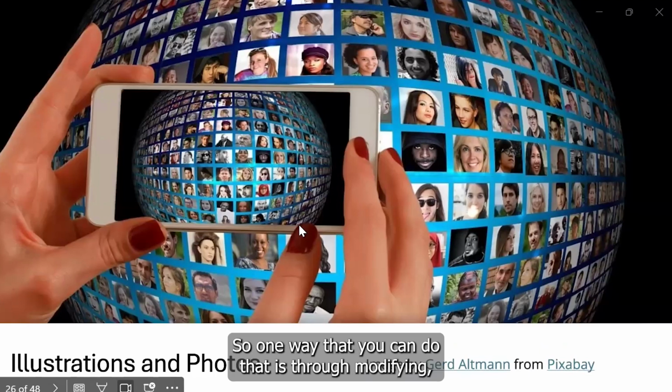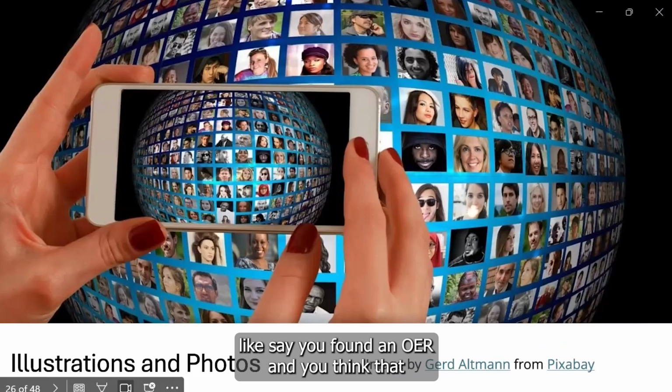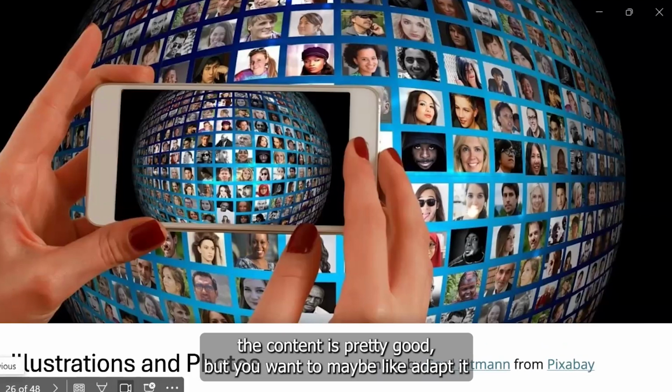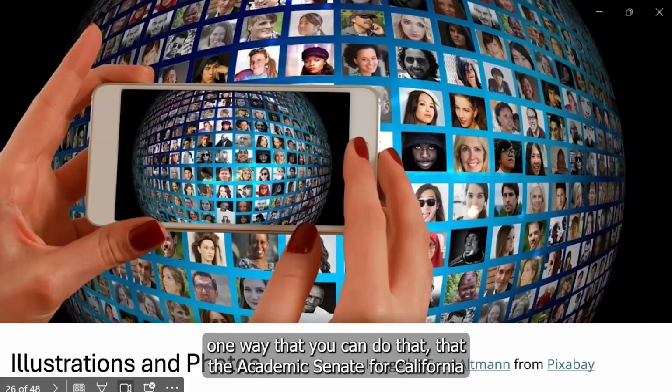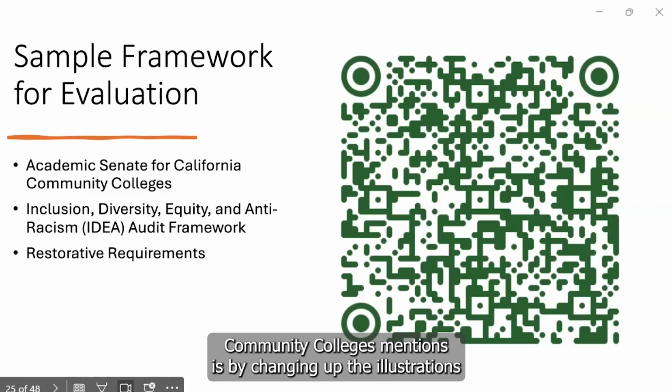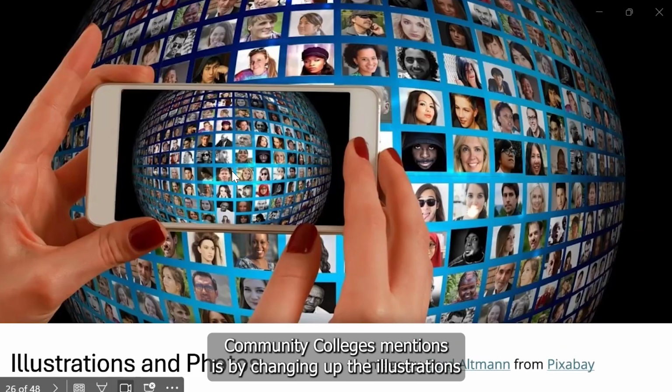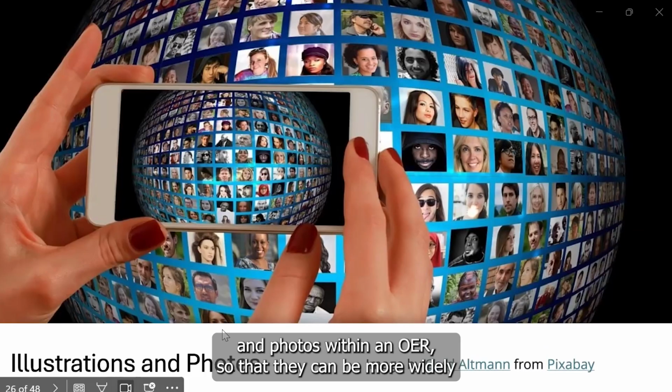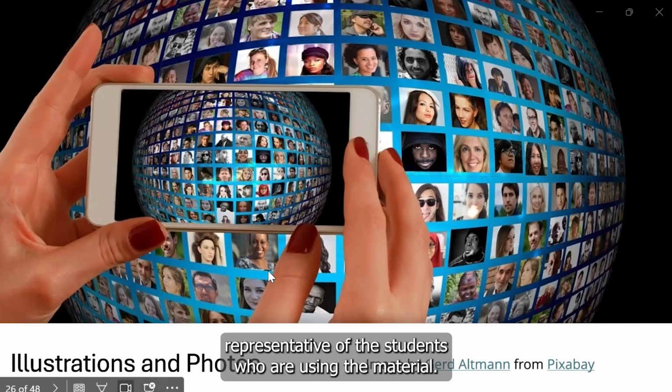One way that you can do that is through modifying. Say you found an OER and you think that the content is pretty good, but you want to adapt it. One way that you can do that, that the Academic Senate for California Community Colleges mentions, is by changing up the illustrations and photos within an OER so that they can be more widely representative of the students who are using the material.